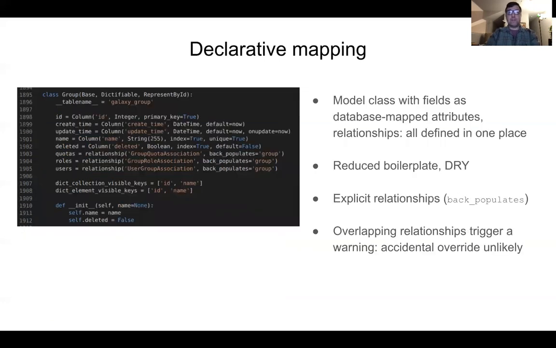In contrast, the updated system uses declarative mapping. We define the model, the database mapped attributes, and all the relationships all in one place. We reduce boilerplate, reduce code duplication, and we get a clean, concise model definition that's much easier to visually process. Furthermore, the new version of SQL Alchemy prevents many bugs from occurring. An overridden relationship will trigger an error or a warning, so the bug demonstrated on the previous slide is unlikely to be introduced.